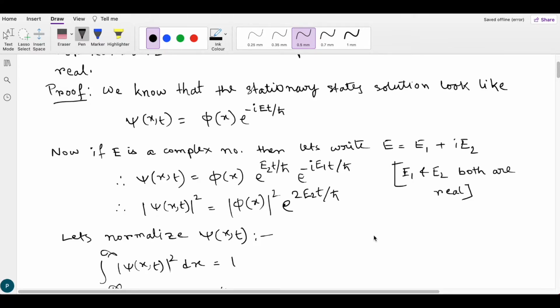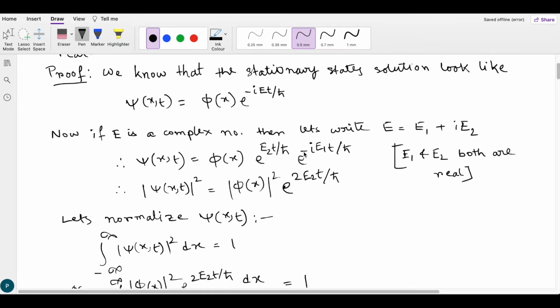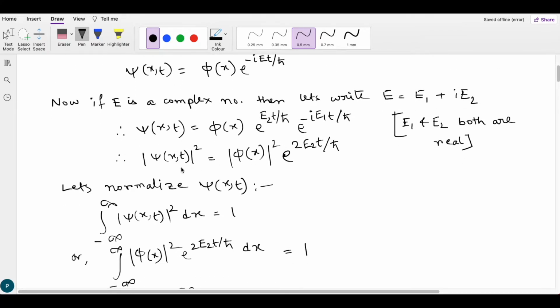by h cut. Now if E is a complex number, then we can write E equals E1 plus iE2, where E1 and E2 are both real numbers. So we put E equals E1 plus iE2 in psi and get this equation. And if we square psi(x,t), we get phi(x) squared e to the power 2E2t by h cut.